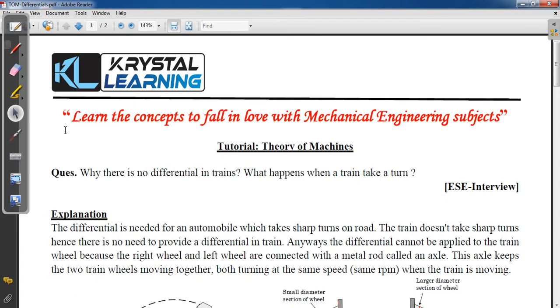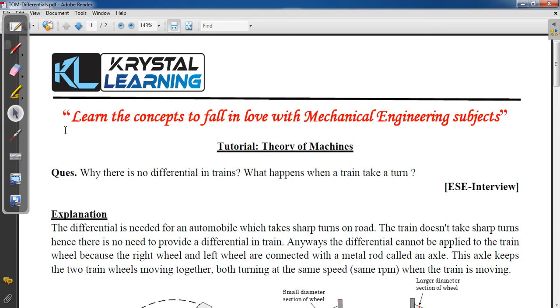So today we will be discussing an important concept of differentials in trains. This topic might fall in the subject of theory of machines or automobile engineering. This is the topic which was asked in an interview panel by Engineering Services.